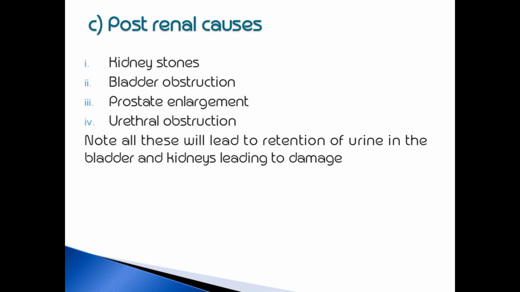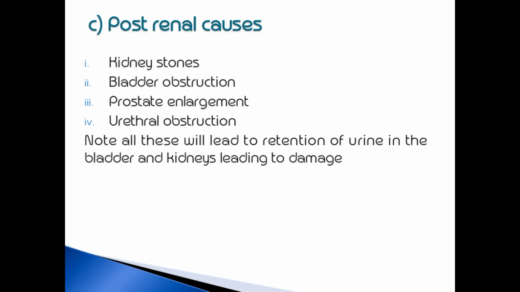Note that all these will lead to retention of urine in the bladder and the kidneys, that will lead to what? Damage. All the post-renal causes just cause obstructions and retention of urine in the bladder and the kidneys, that will later lead to what? Kidney failure. These are the important things we are supposed to understand. When you're asked to write the causes of renal failure, you start with pre-renal causes, then intrarenal causes, after that post-renal causes, with the things that lead to renal failure, then you get the marks.